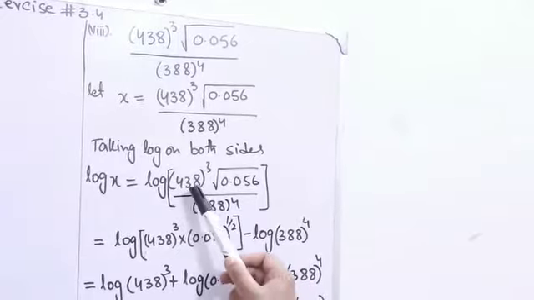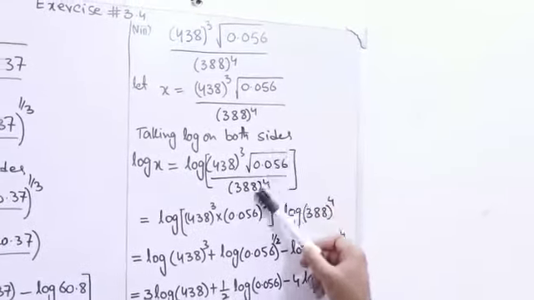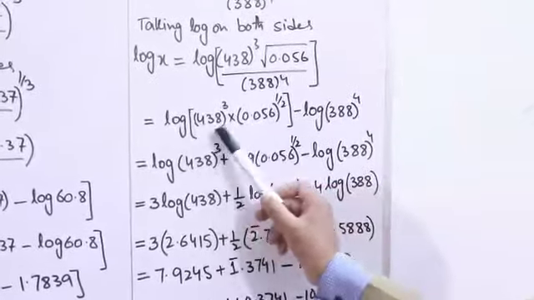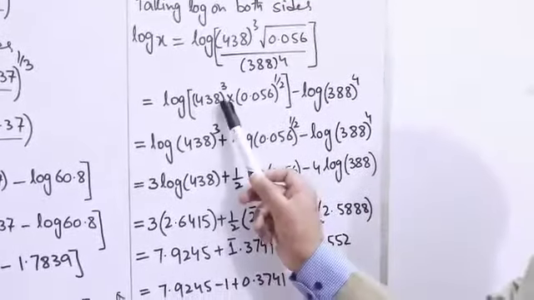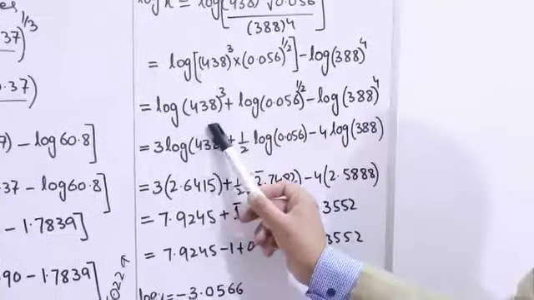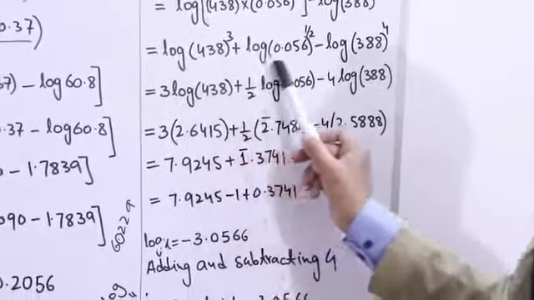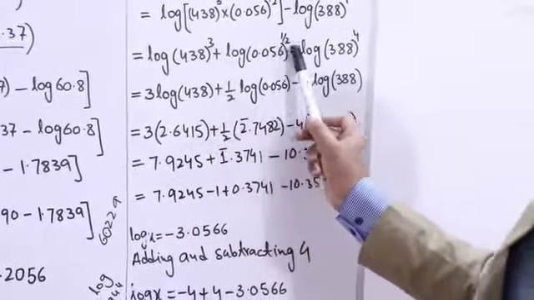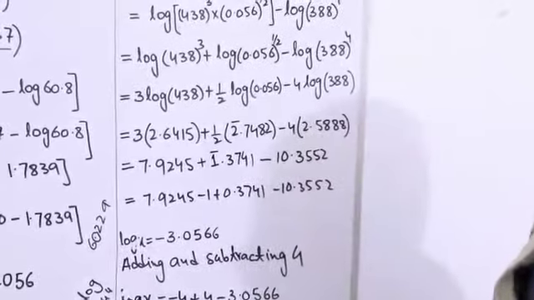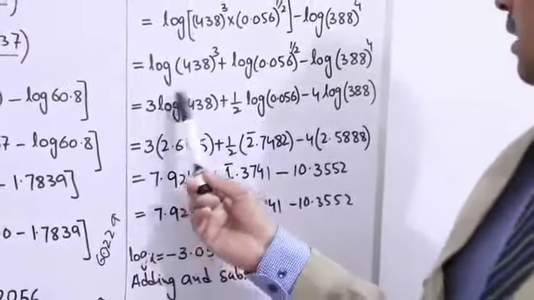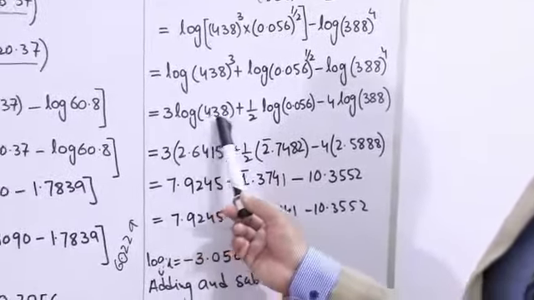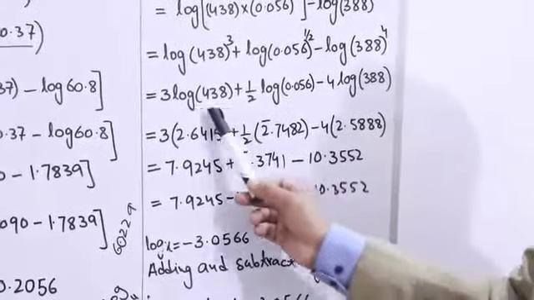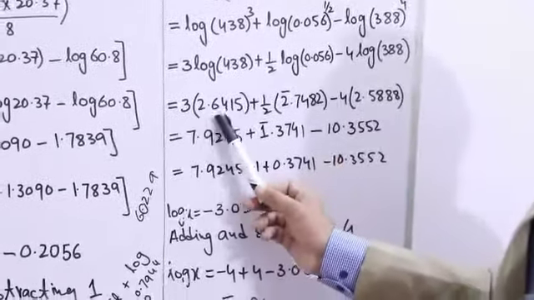Now this is in the form of a product and this is a quotient. So first we use the quotient law and write this in the form of a difference. Now this is in product form, so we write it as addition. Again, this is a power, this is a power, this is a power. It means we definitely have to use the power law: 3 log of this plus half log of this minus 4 log of this. So log of this is equal to 2.6415.